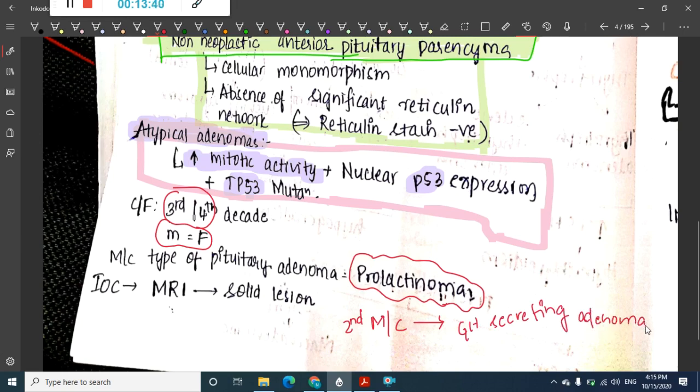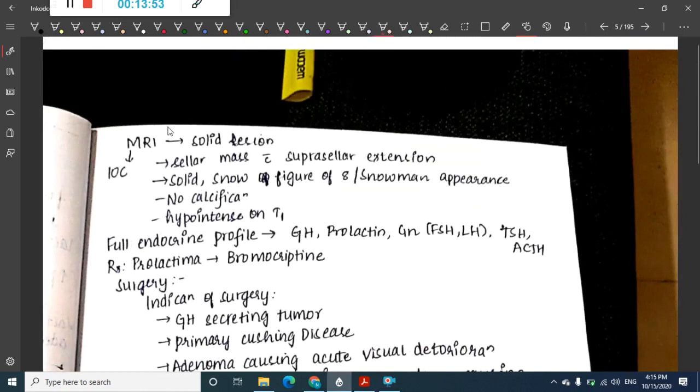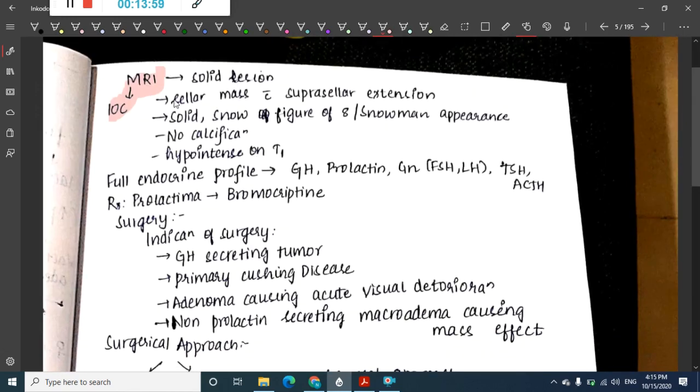Okay. Then what is the investigation of choice for this pituitary adenoma? Investigation of choice is MRI, and on MRI you can see the solid lesions in pituitary adenoma. So what do you see in MRI? In MRI you see a sellar mass with suprasellar extension, and you will also see a snowman appearance or figure of 8 appearance.